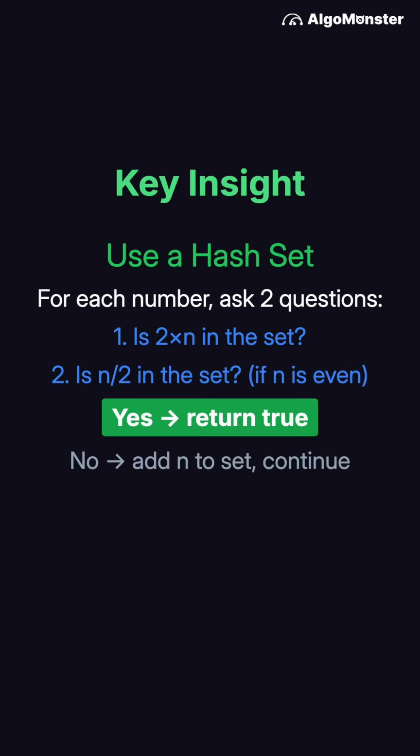Why do we check if the number is even before looking for its half? Because if a number is odd, dividing by 2 gives a non-integer, and that can never match an integer in our array. So we skip that check entirely for odd numbers.